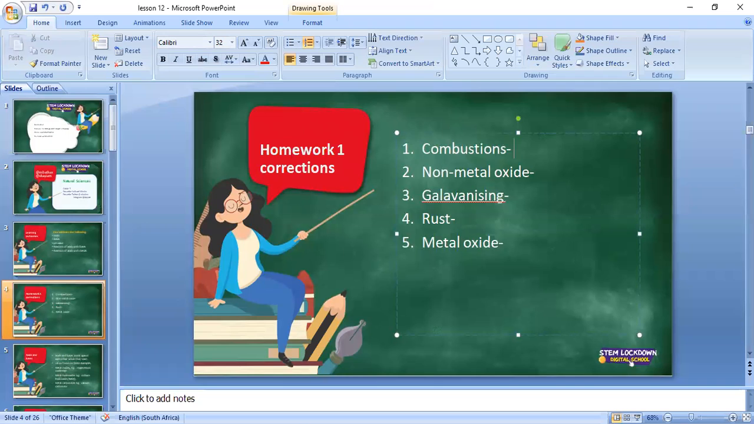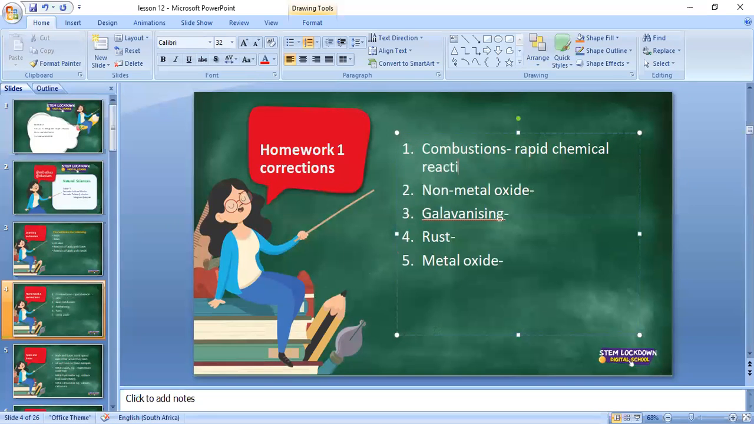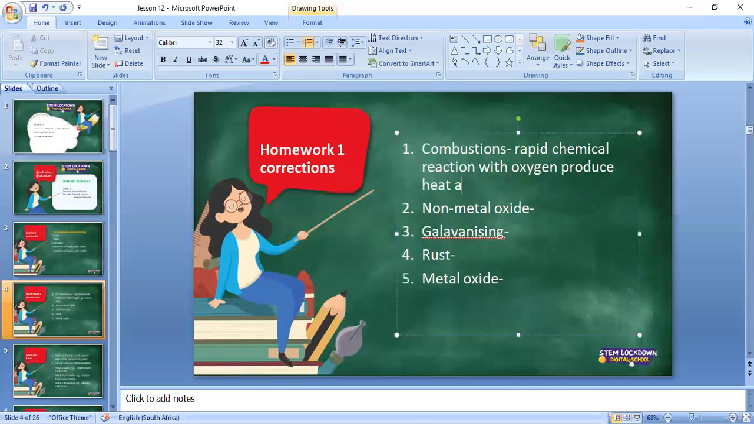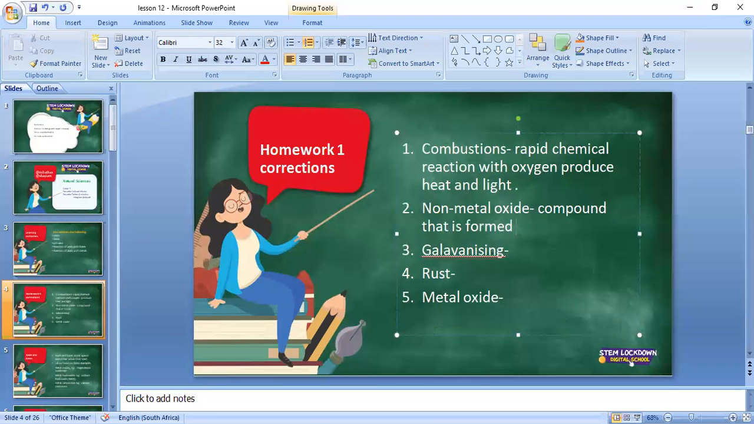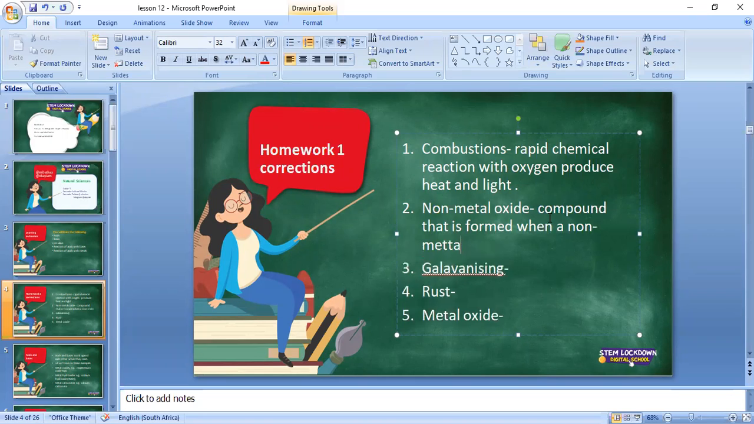So what is combustion, grade nine? We discussed yesterday that combustion is a rapid chemical reaction with oxygen. So we need to have oxygen there for the reaction to take place. And then that reaction produces heat and light. Give yourself a mark if you wrote that. Then what is a non-metal oxide? A non-metal oxide is a compound that is formed when a non-metal reacts with oxygen.